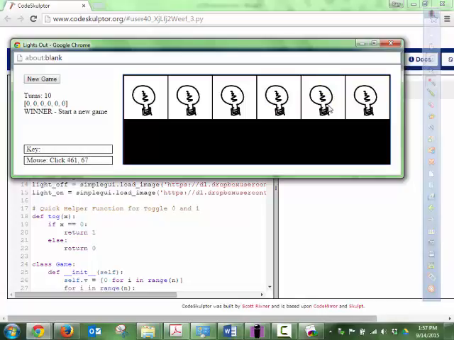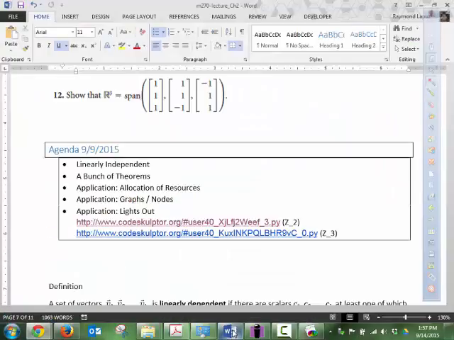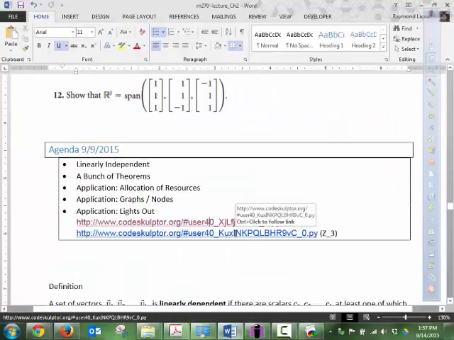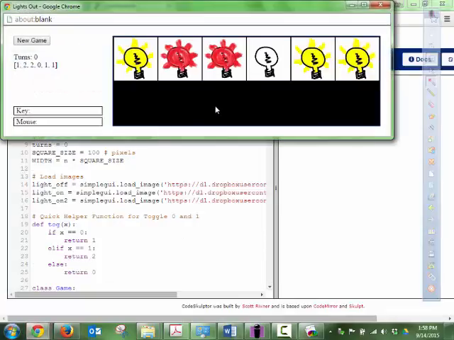So it turns out that there's a nice way to do this with vectors and linear independence. Because if you think about the lights being on and off as ones and zeros, then those are just vectors. So that's one version of the game. Another variation of the game is to have the lights turn on.